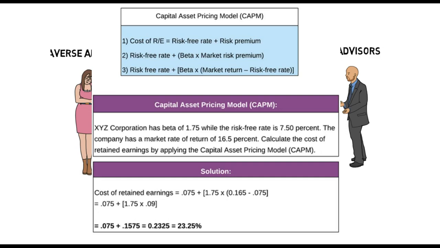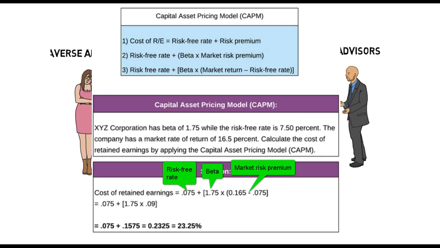So we know that our beta is 1.75. We know that our risk-free rate is 7.5%. We also know that market rate of return is 16.5%. So starting with that risk-free rate, 7.5%, this is going to be added to beta times what? Beta times market return less the risk-free rate. So beta of 1.75 times 16.5%, right? That's going to be our market rate of return less the risk-free rate of 7.5%.